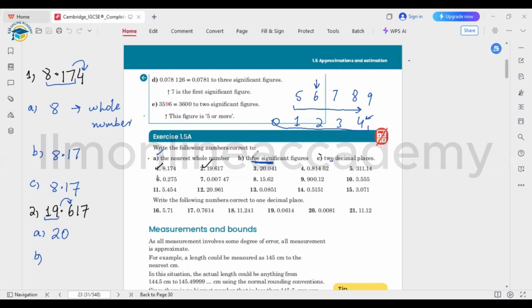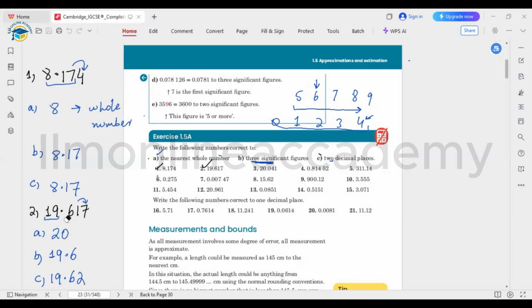Next, for the B part, we need to round off the number to three significant figures. So these are the three significant figures, 19.6. And after 6, there is 1. So no need to add one to the previous number. So the number will be simply 19.6 only. Okay. Next, for part C, we need to round off the number to two decimal places. So after the decimal point, there must be exactly two numbers when we round it off. So the two numbers will be 6, 1. And after 1, there is 7. It means that you need to add one to the previous number. So this will be 19.62.